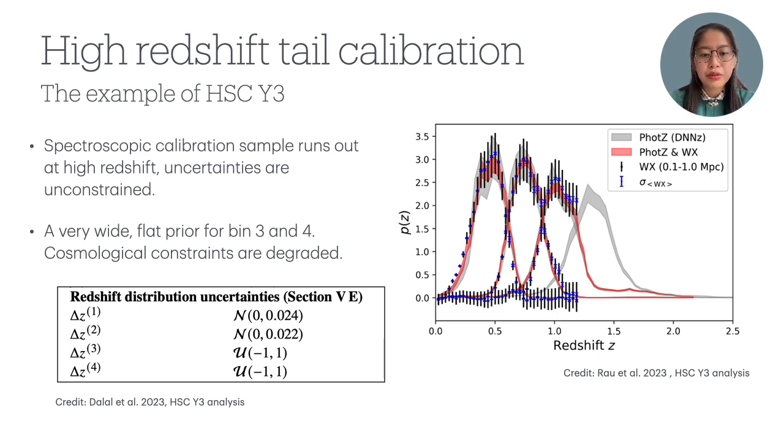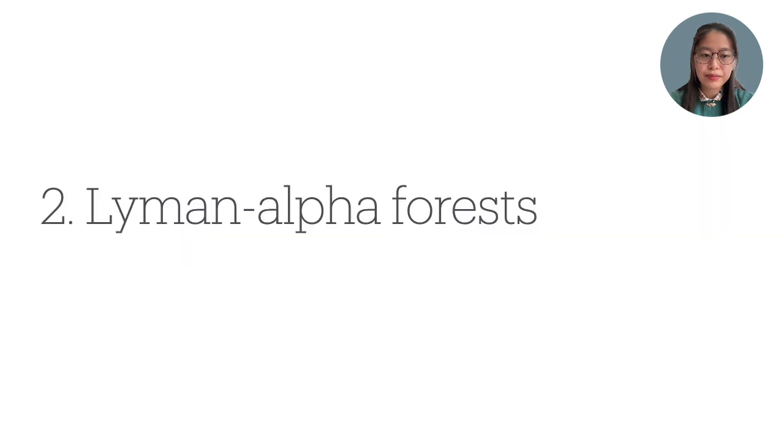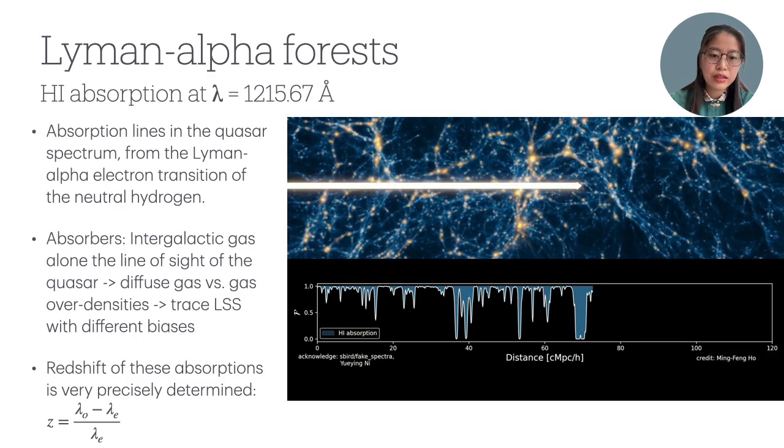So it would be really great if we had some clustering redshift calibration samples at high redshift that allow us to pin down the uncertainties for these high redshift bins. So here come Lyman-alpha forests.